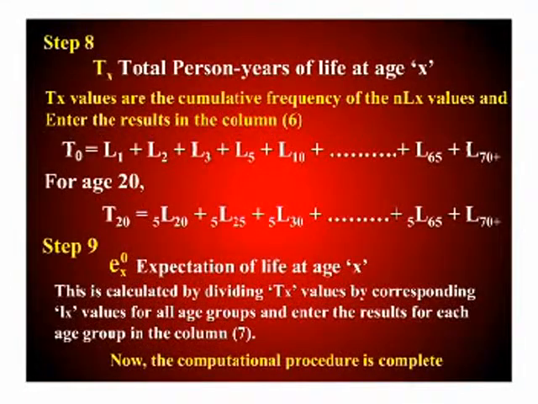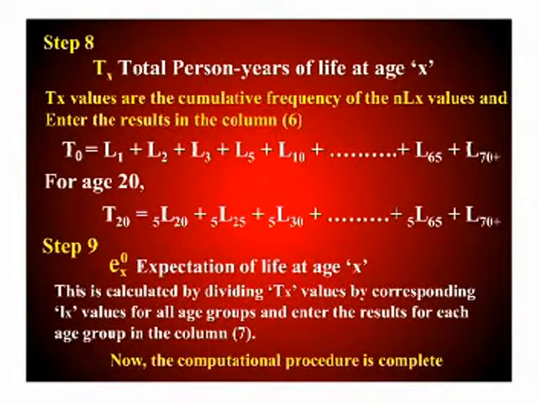Step 8, that is Tx values. These values are the cumulative frequency of the Lx values from below, and enter the results in column 6. For example, Tx equals Lx plus 1 plus Lx plus 2 etc. plus Ly minus 1 plus Ly. For age 20, the Tx value is given by T20 equals 5L20 plus 5L25 plus 5L30 plus etc. plus 5L65 plus L70 plus.